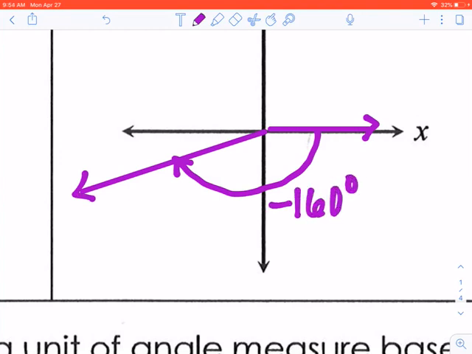We're going down because it's negative. The first quadrant was up to negative 90, and the second quadrant going in that direction is up to negative 180. And so I'm just about to hit that negative 180.